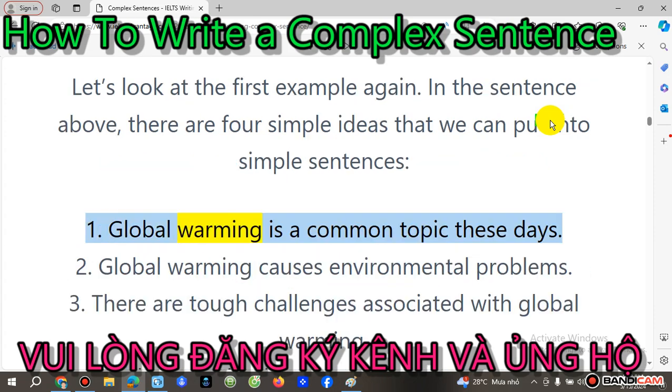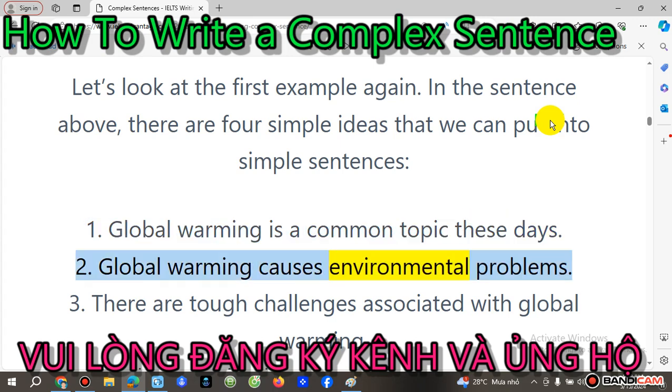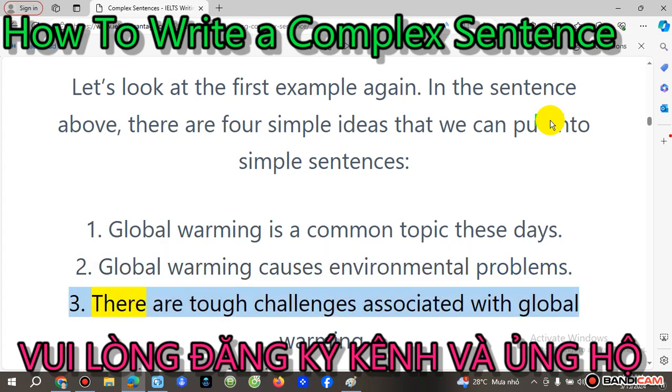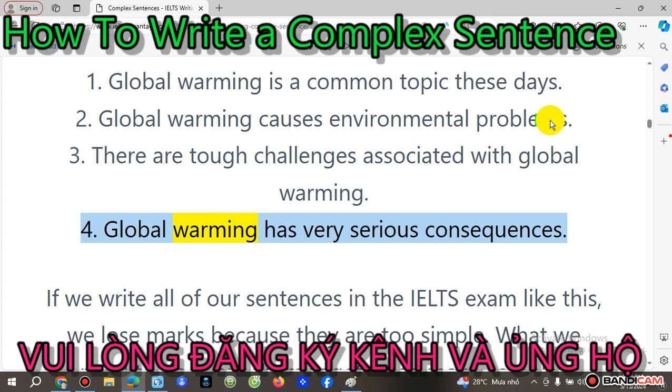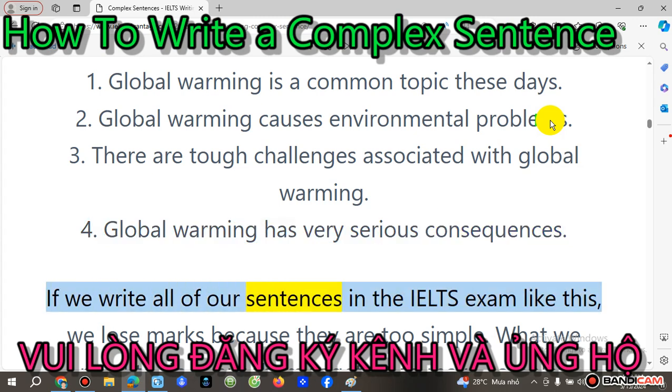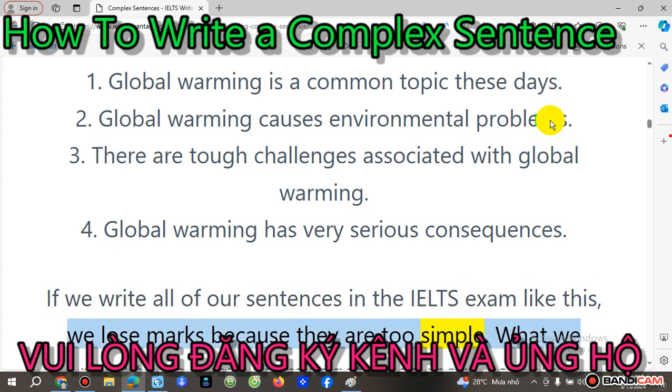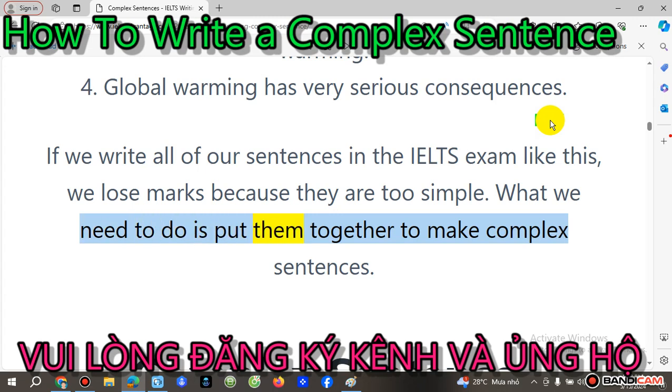1. Global warming is a common topic these days. 2. Global warming causes environmental problems. 3. There are tough challenges associated with global warming. 4. Global warming has very serious consequences. If we write all of our sentences in the IELTS exam like this, we lose marks because they are too simple. What we need to do is put them together to make complex sentences.